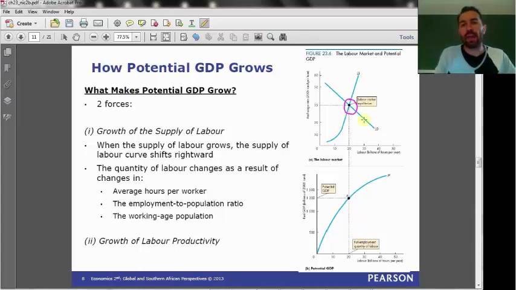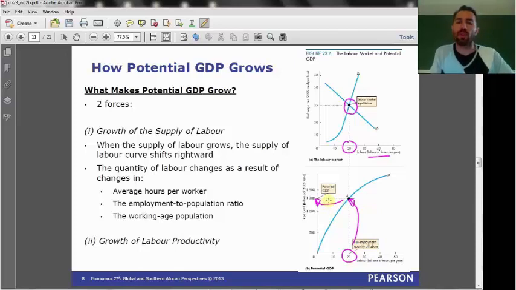So if at equilibrium we have some quantity, 20 billion hours of labor employed, then we can plot 20 billion hours of labor as the input into our production function, which tells us we will be producing 1.3 trillion rands worth of output. Okay?